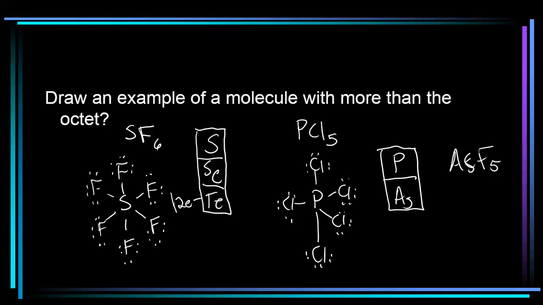So pretty much if it's 1 to 5, it has... So sulfur, selenium, and tellurium can bond 6 times, and then phosphorus and arsenic can bond 5 times, and then beryllium and boron can bond 3 and 2. Okay?